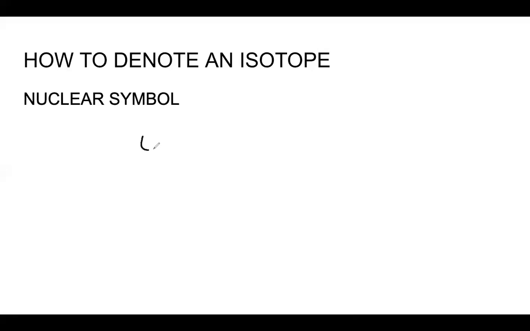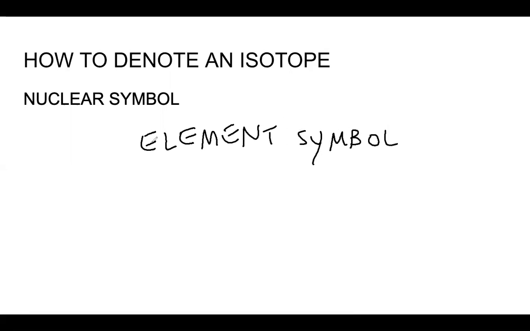We write the element symbol. And then as a subscript in front of the symbol, we put the atomic number. Sometimes you'll see this, sometimes you won't. And then as a superscript in front of the symbol, we put the mass number, and you have to have this.